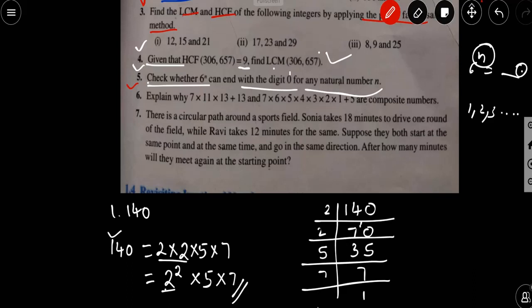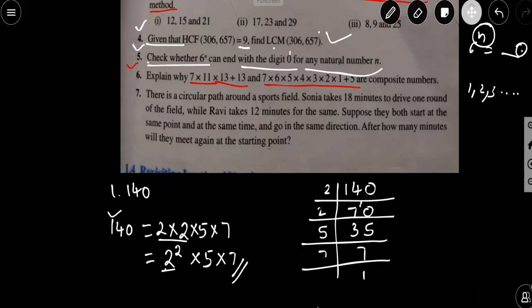Explain why 7 into 11 into 13 plus 13 and 7 into 6 into 5 into 4 into 3 into 2 into 1 plus 5 are composite numbers. We have to check whether these two numbers are composite numbers or not. Okay, so we'll start doing question number 6.